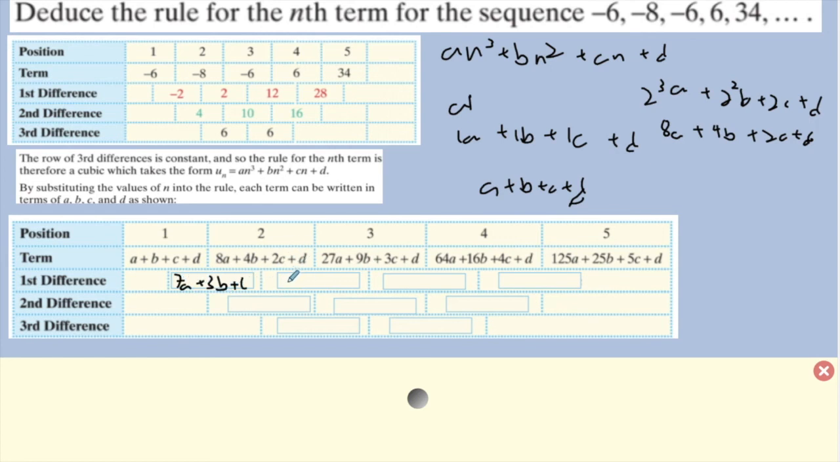Okay. We'll do the next one. 27a minus 8a is 19a. 9b minus 4b is 5b. And 3c minus 2c is just c. Okay. Again, pause it, then find these next two. Okay, so we should have this going along.